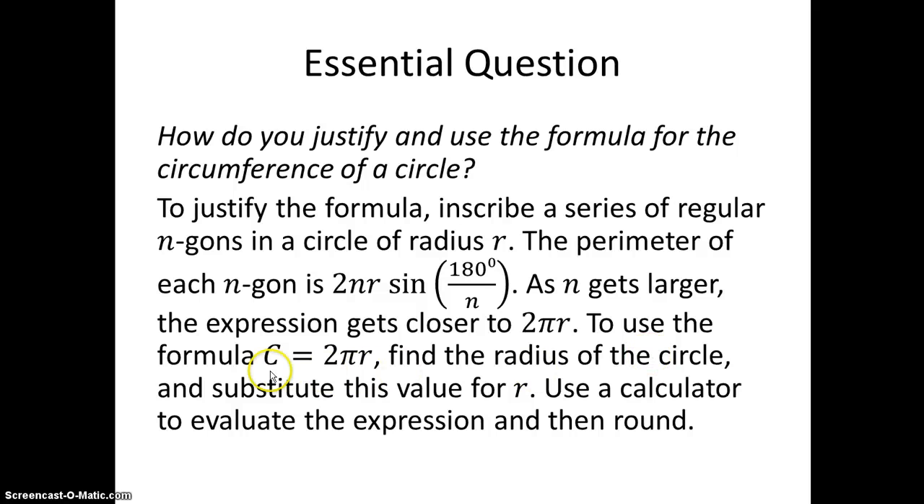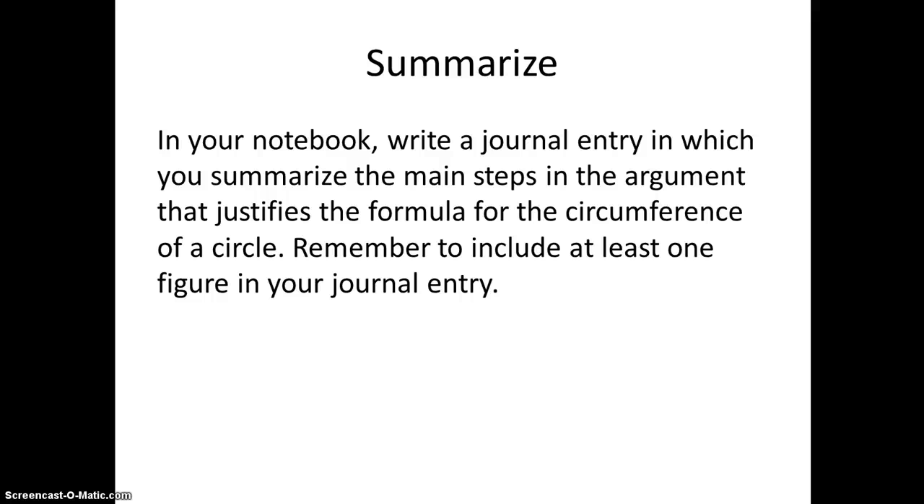Now, in order to use the formula circumference equals 2 times pi times the radius, first thing you want to do is find the radius of the circle and substitute this value for r into your formula. And use a calculator to evaluate this resulting expression, and then you can round and you'll have your circumference. So to summarize, in your notebook, write a journal entry in which you summarize the main steps in the argument that justifies the formula for the circumference of a circle, and remember to include at least one figure in your journal entry.